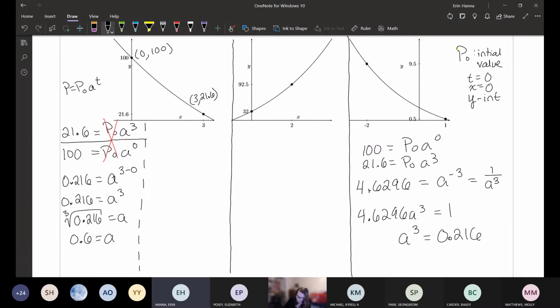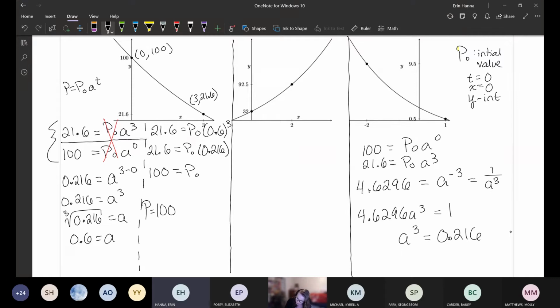But if we don't know that, what we would do now is pick whichever one of these two equations makes us happier. I'm going to pick the a cubed one because the other one's going to be not helpful. And you plug in the a value you just found. There are some questions where you have to do this process, so that's why I wanted to do it. So we'd get 0.216 when we cube the 0.6. Divide both sides by 0.216, and you'll get that P naught is 100, which is what we knew it should have been anyway.